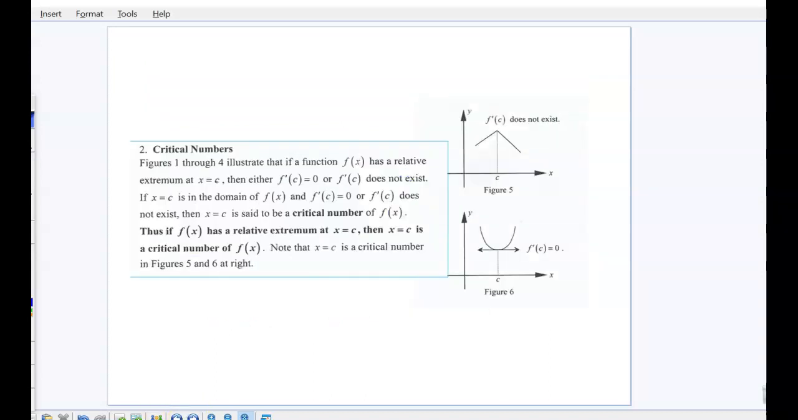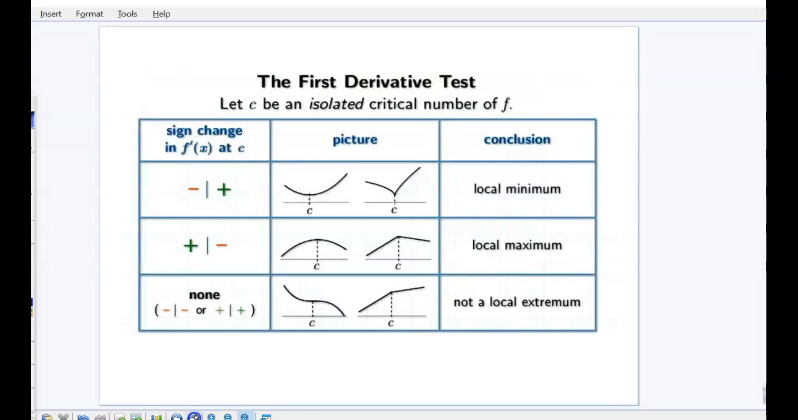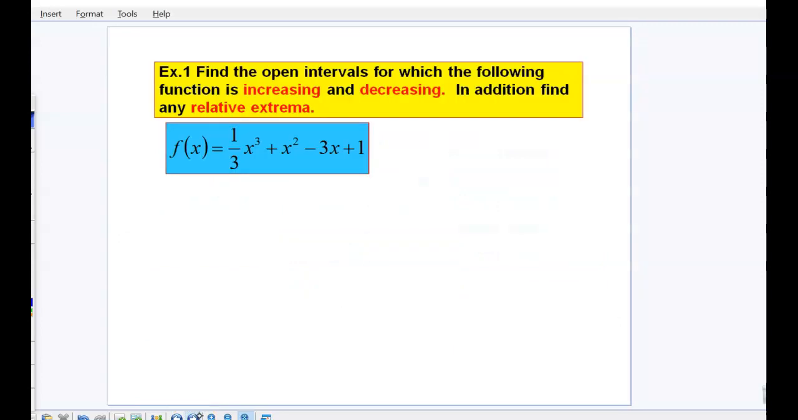Reminder from earlier in this chapter that critical numbers are where the derivative is zero or the derivative doesn't exist, and that relative max and mins happen just at critical numbers. So the first derivative test says that if c is a critical number and the derivative changes from negative to positive at c, so that means it's decreasing and then increasing, then that value of c must be a relative minimum. And if the derivative changes from positive to negative, that means it's going uphill and then downhill, that must be a relative maximum. So let's take a look at a few examples here that will help us understand these.